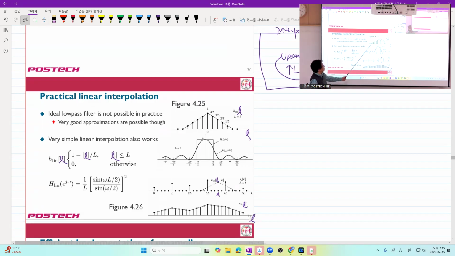The first one is that when L equals 5, you have this linear interpolation filter having 1, 2, 3, 4, 5, then 4, 3, 2, 1. So when you shift this impulse response by 5, then this peak is located at 0. Got it? In this way, you can do something like this.